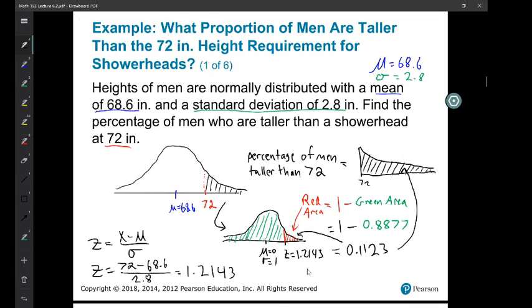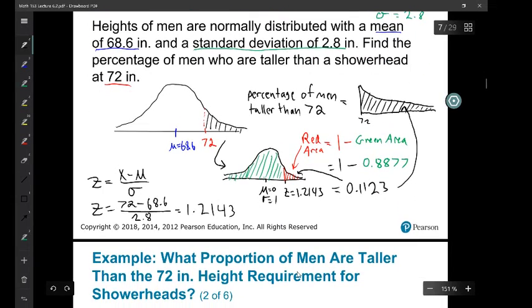All right. So 11.23% of men are taller than a showerhead.